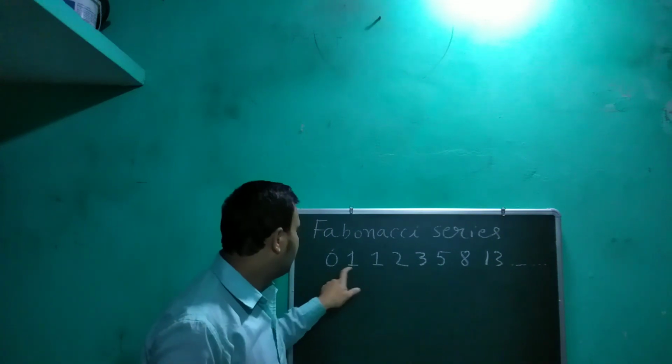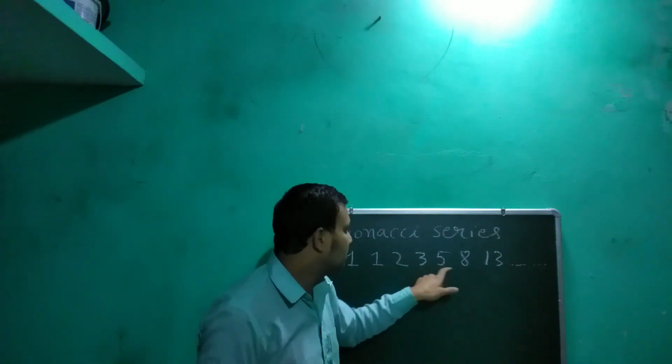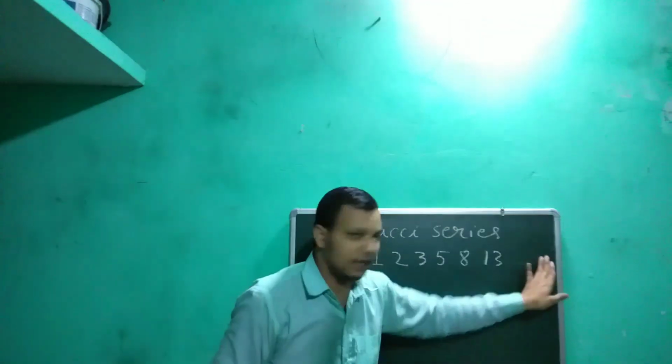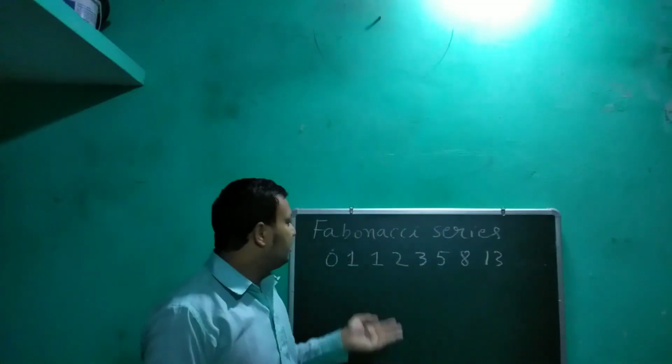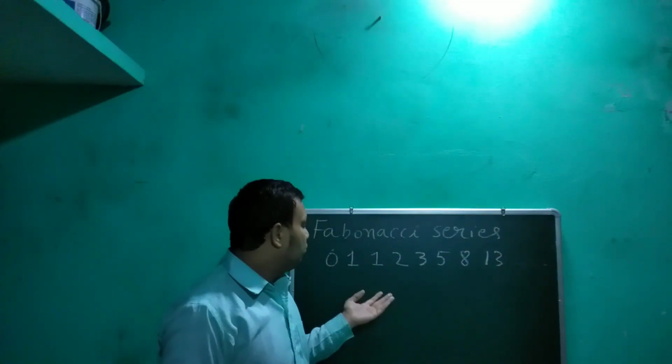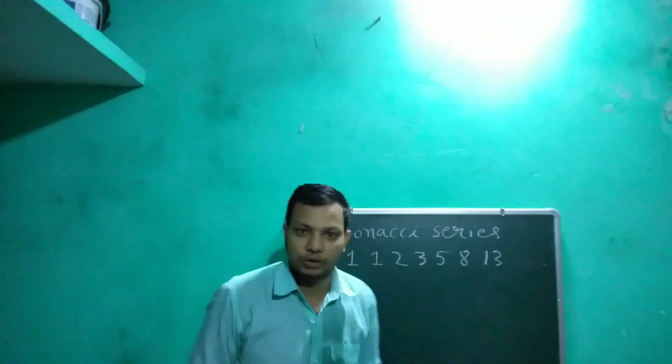Suppose we want to print it up to 8 times: 1, 2, 3, 4, 5, 6, 7, 8. Let's print it 8 times only. To print it 8 times, how will we do that? Let's see the code. So let's start the video.